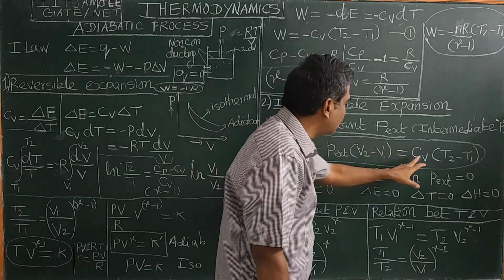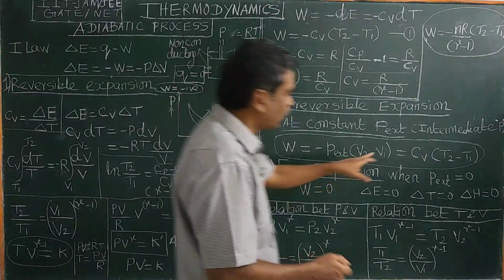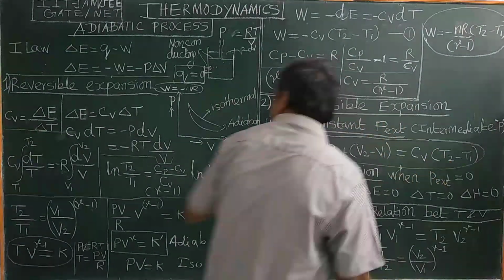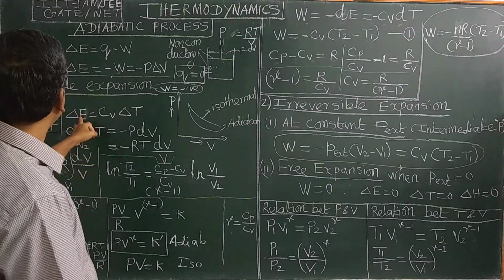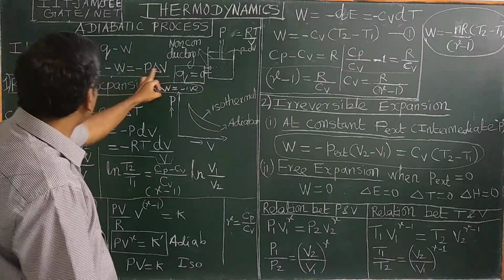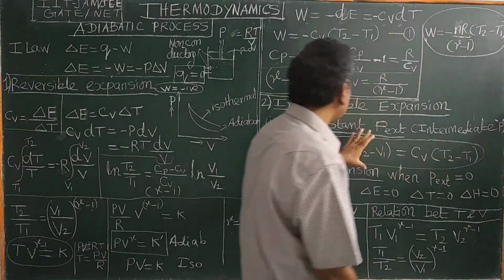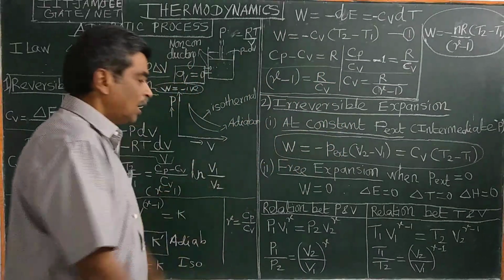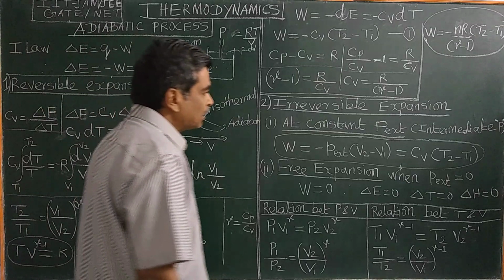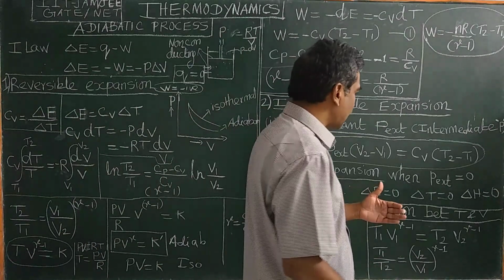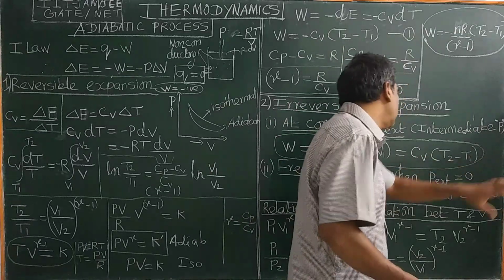And again, we know that during adiabatic expansion, there is a fall in temperature. Therefore, Cv (T2 minus T1). You know that delta U is equal to minus P delta V and also Cv delta T. Therefore, Cv (T2 minus T1). This expression is very important to calculate the work done at constant pressure for 1 mole of a gas when it undergoes change in temperature from T1 to T2.